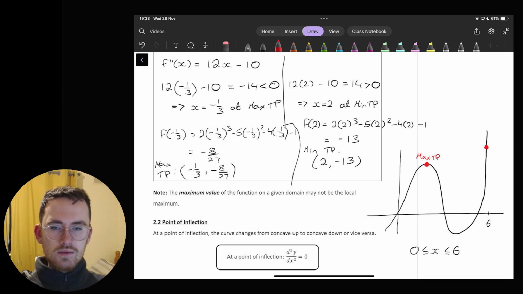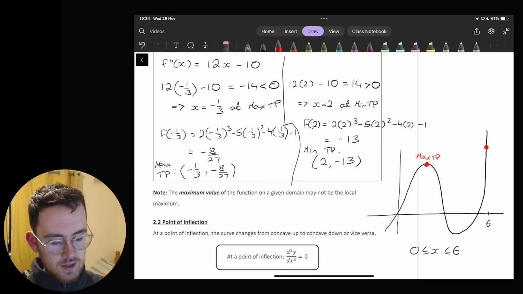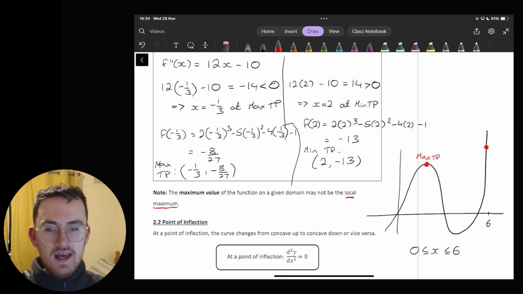So when we're given a particular domain, it's always important to check the endpoints of the domain as well, in case your function has a higher valued output at those endpoints than it does at the local maximum and local minimum. So I suppose that's the key thing of why we call them local maximums. Just to watch out for that in some cases.